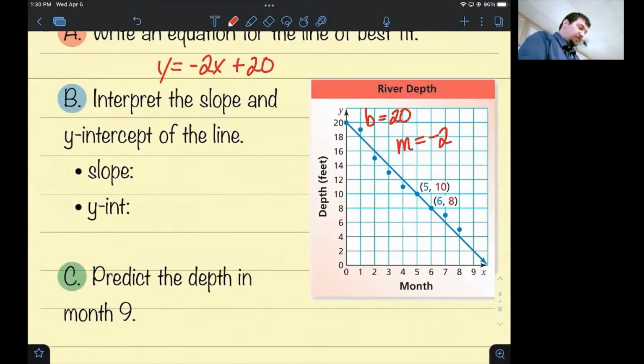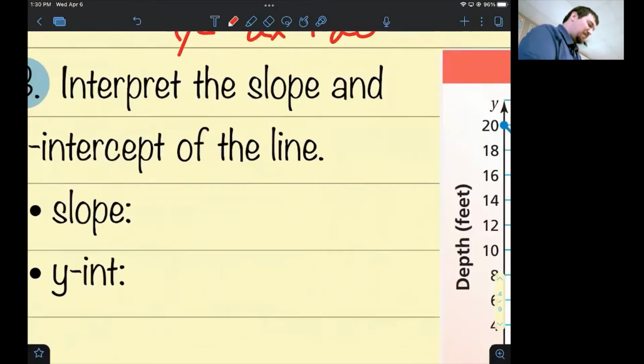So, I think I just answered part B. So the slope means that it goes down, recedes. Is that the word I want to use? Does it recede? It means go down, right? Recede. I'll just say go down. Down 2 feet per month.